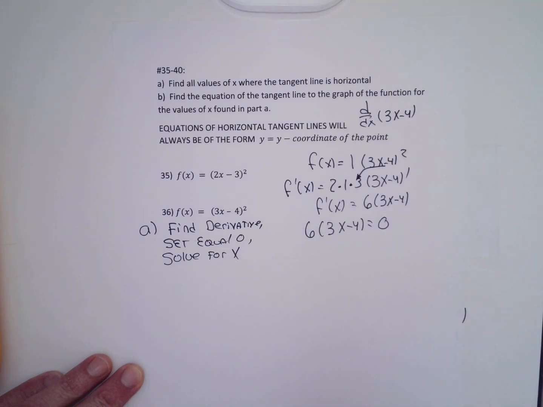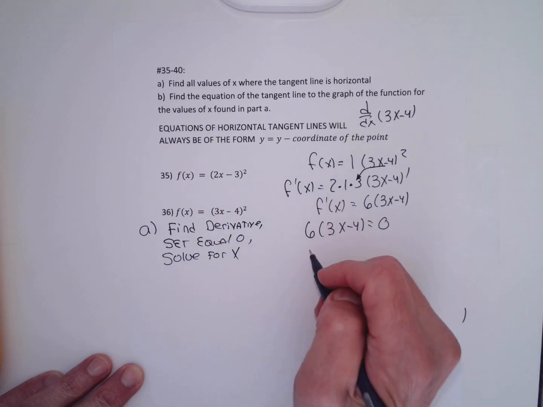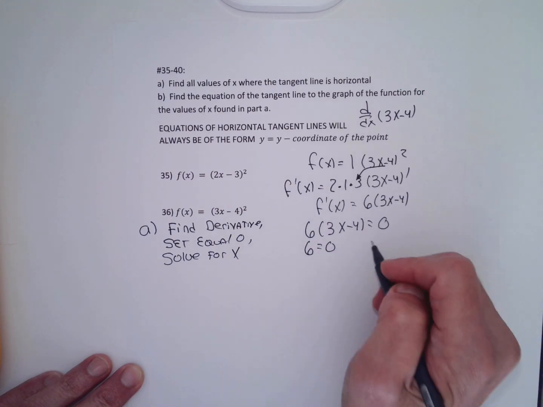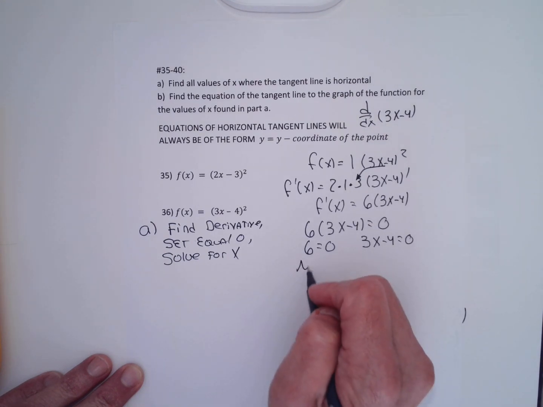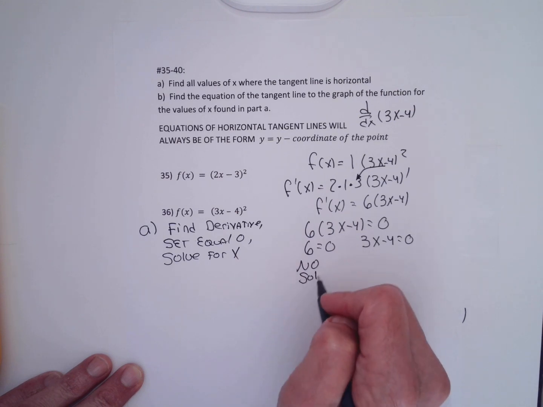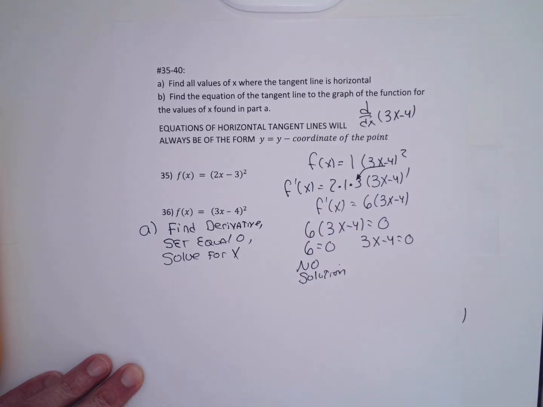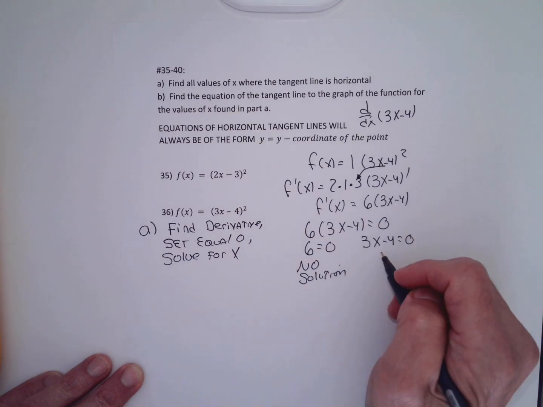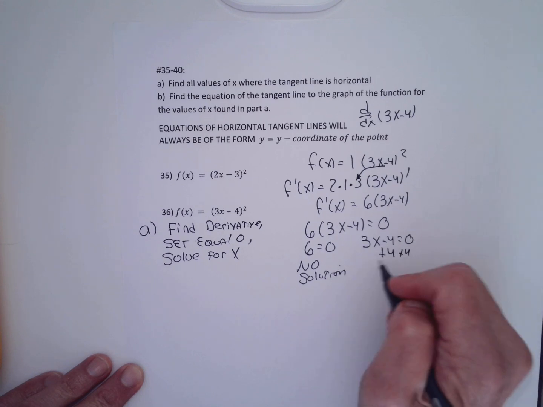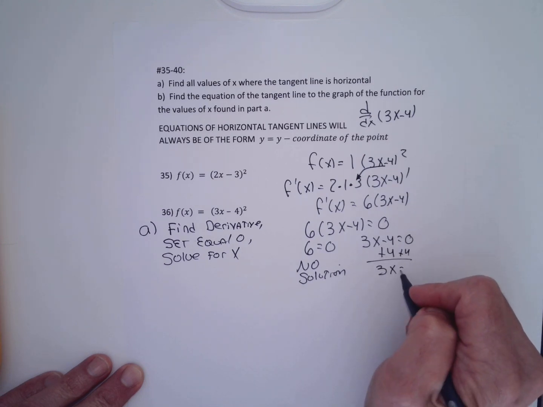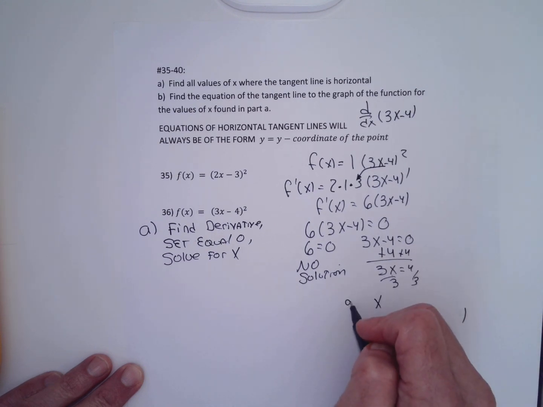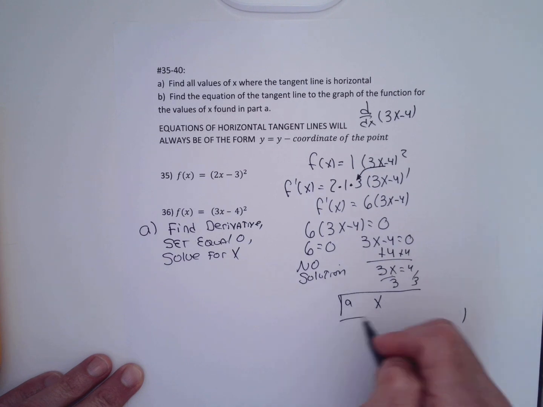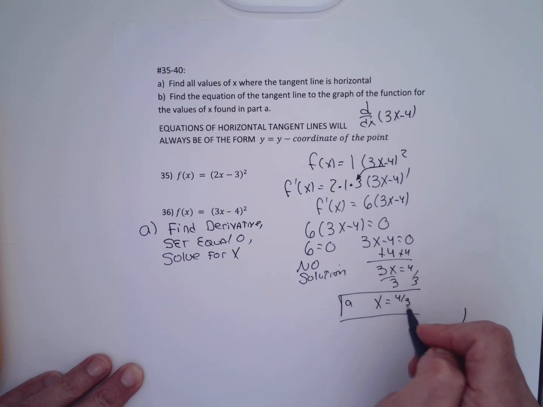I can get rid of this multiplication if I care to, but I don't have to. When there's an exponent with the factor, I can't get rid of the multiplication, so I'll pretend like I couldn't get rid of it. The factor of 6, because it doesn't have an x, doesn't give a value of x that makes the tangent line horizontal. And then the factor of 3x minus 4, I add 4 to both sides, and then divide both sides by 3. The answer to part A is going to be x equals 4 over 3.